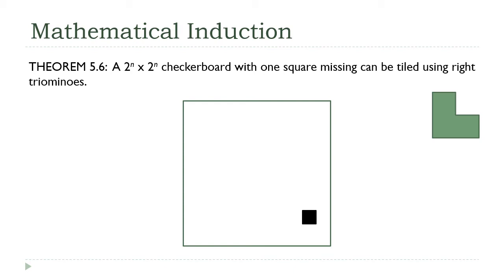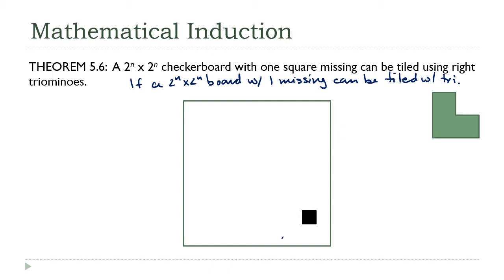So I've got a diagram here for us to work with, and what we need to show is if a 2^n by 2^n board with one missing piece can be tiled with triominoes. I'm abbreviating a little bit because I don't have a whole lot of room. Then a 2^(n+1) by 2^(n+1) board, again with one missing piece, can also be tiled with right triominoes.